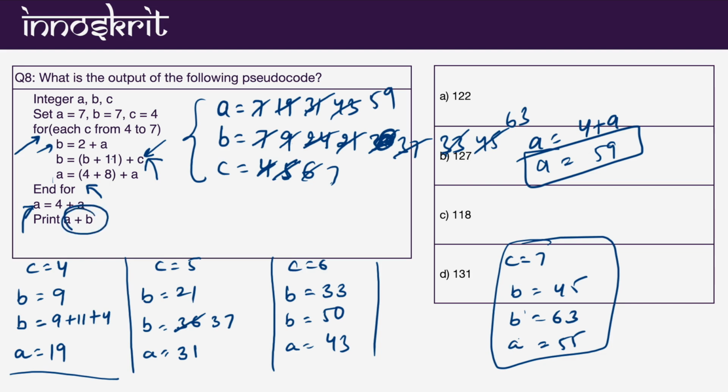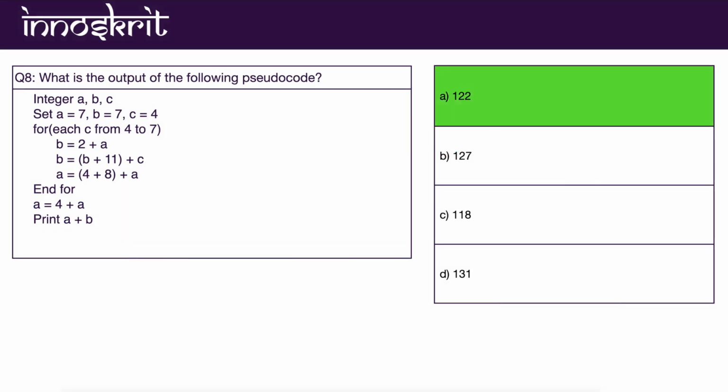So now we have to return the answer of A plus B. So that means we have to return 59 plus 63. So 59 plus 63. 9 and 3 will be 12. So 5 and 6, 6 and 6, 122. So the answer is going to be 122. I hope this makes sense. So 122 will be the answer.